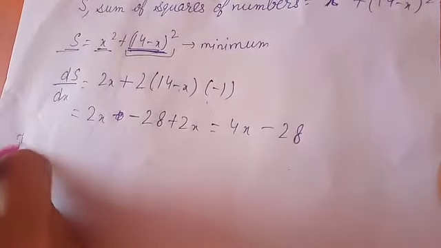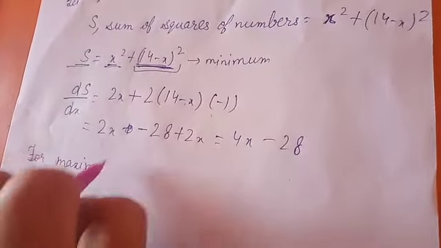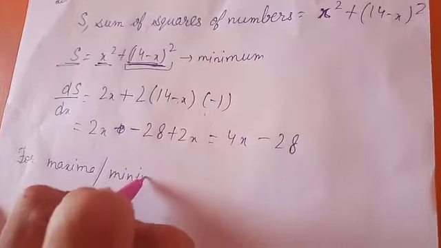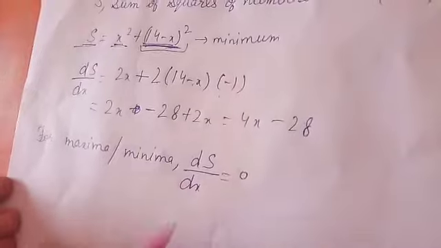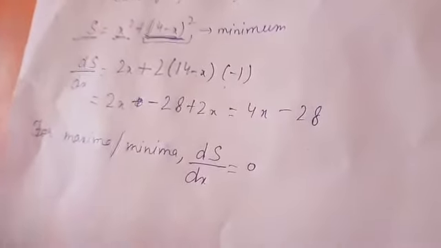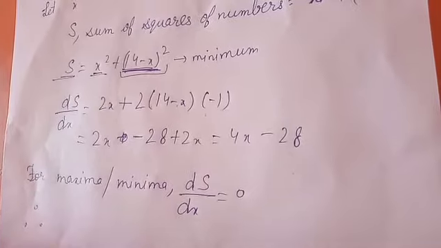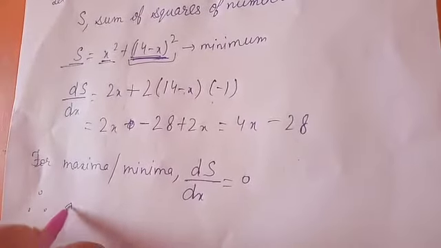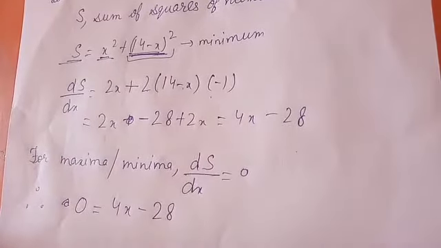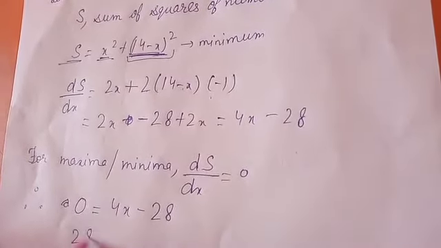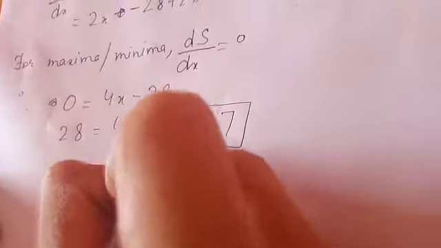Now for extreme values, that means for maxima or minima, what we have to do? We have to put dS by dx equal to 0. So therefore 0 is equal to 4x minus 28. So 28 becomes equal to 4x. So from here I got the value of x as 7.